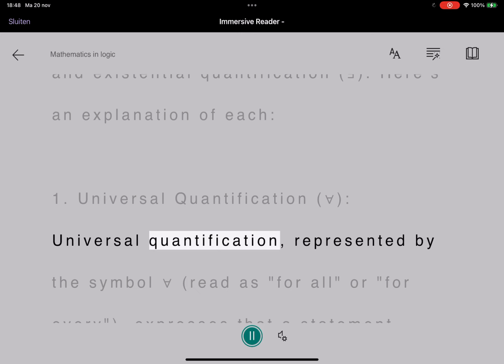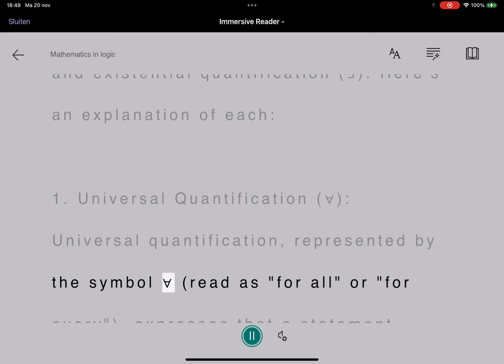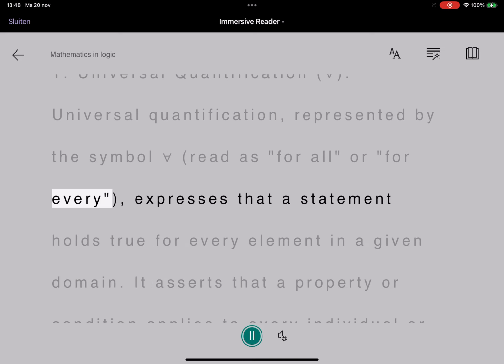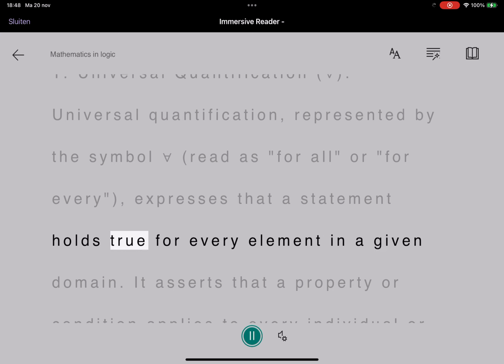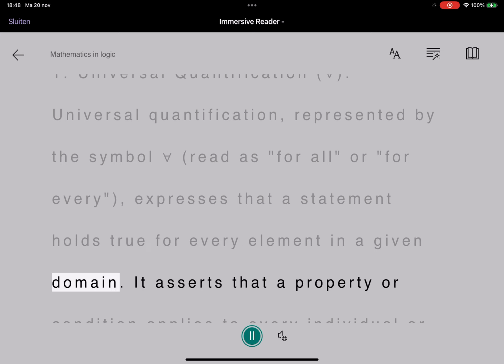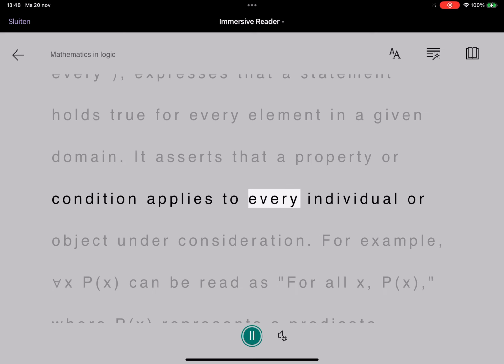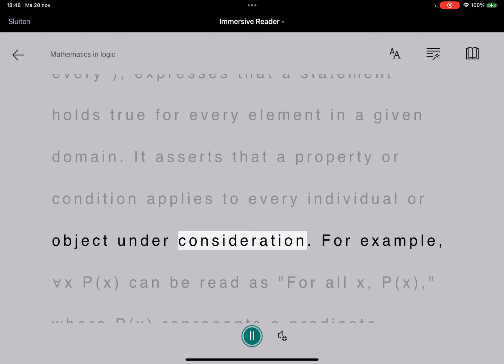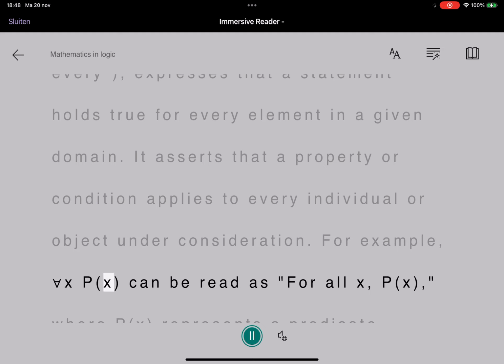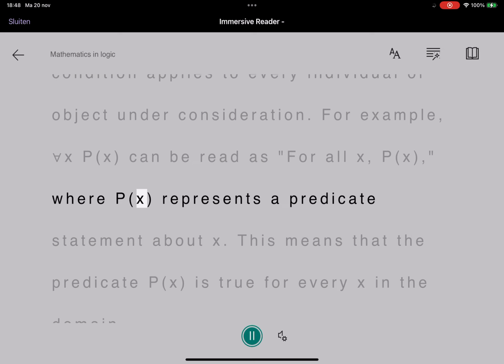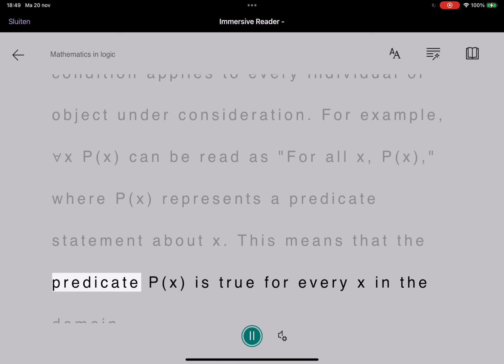Universal quantification, represented by the symbol for all, read as for all or for every, expresses that a statement holds true for every element in a given domain. It asserts that a property or condition applies to every individual or object under consideration. For example, for all x P(x) can be read as for all x, P(x), where P(x) represents a predicate statement about x. This means that the predicate P(x) is true for every x in the domain.